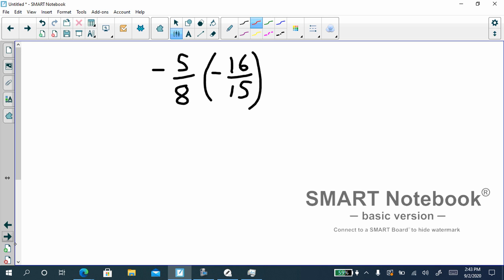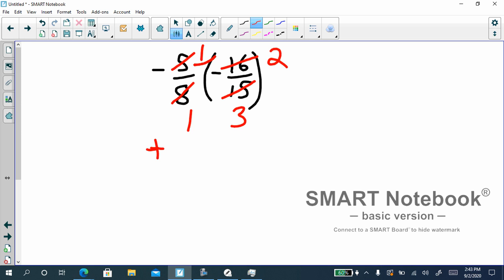Okay, here we're multiplying and we have fractions. So we still multiply like we normally multiply fractions, but a negative times a negative makes a positive. And we can reduce before we multiply. 8 goes into 8 once. 8 goes into 16 twice. 5 goes into 5 once. 5 goes into 15 3 times.